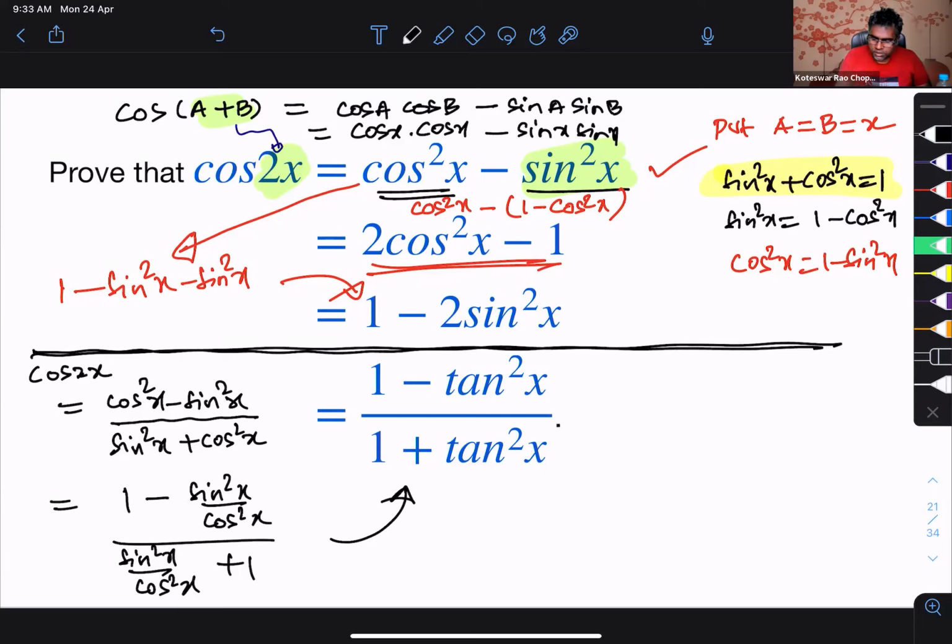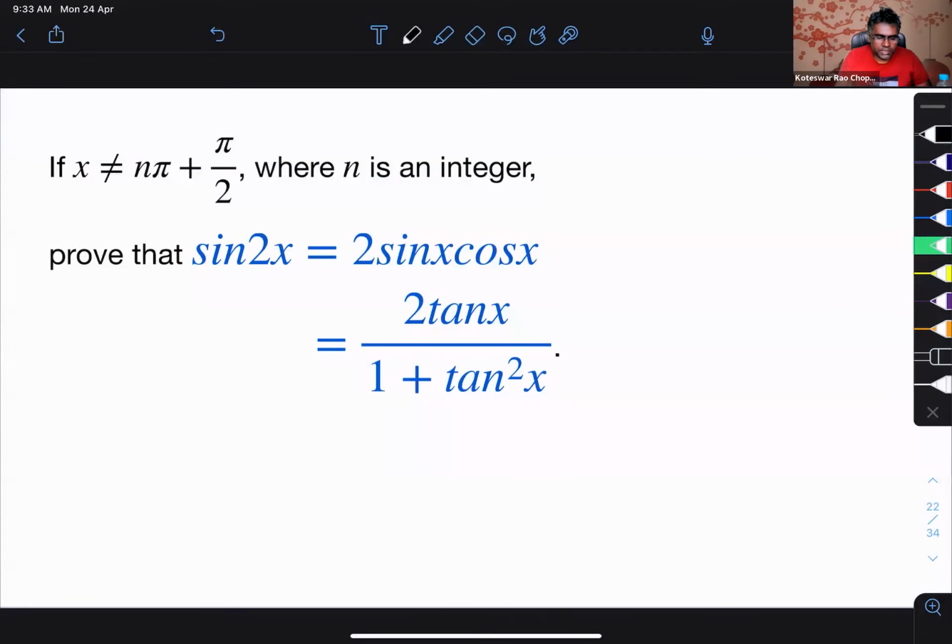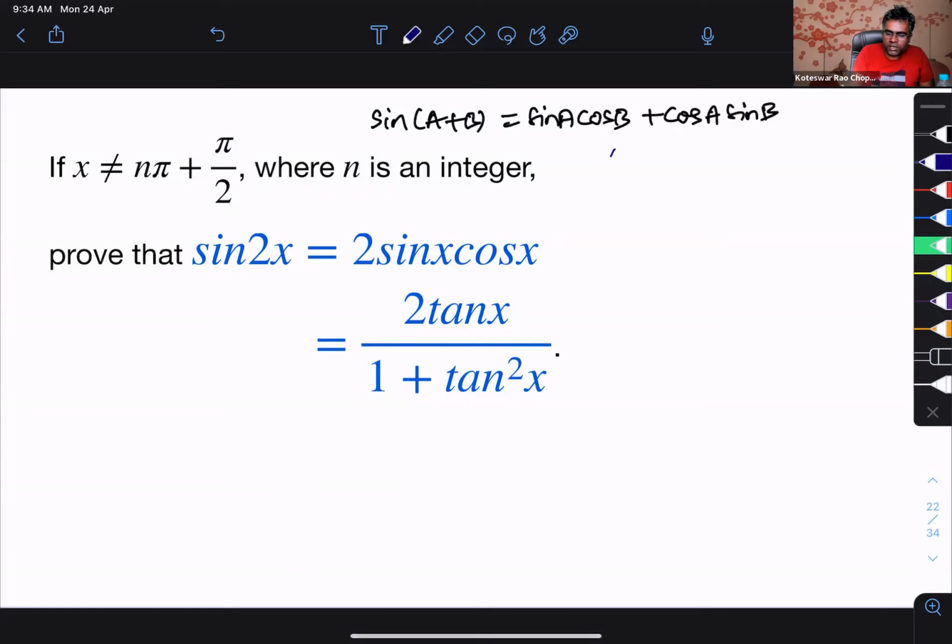Now let's look at this one. We don't want x to be n pi plus pi by 2. We will understand why that is true, and then let's see how we can prove this. Here again, you can use one of the results that we proved. Sine A plus B is sine A cos B plus cos A sine B. Let's take A equal to B equal to x.